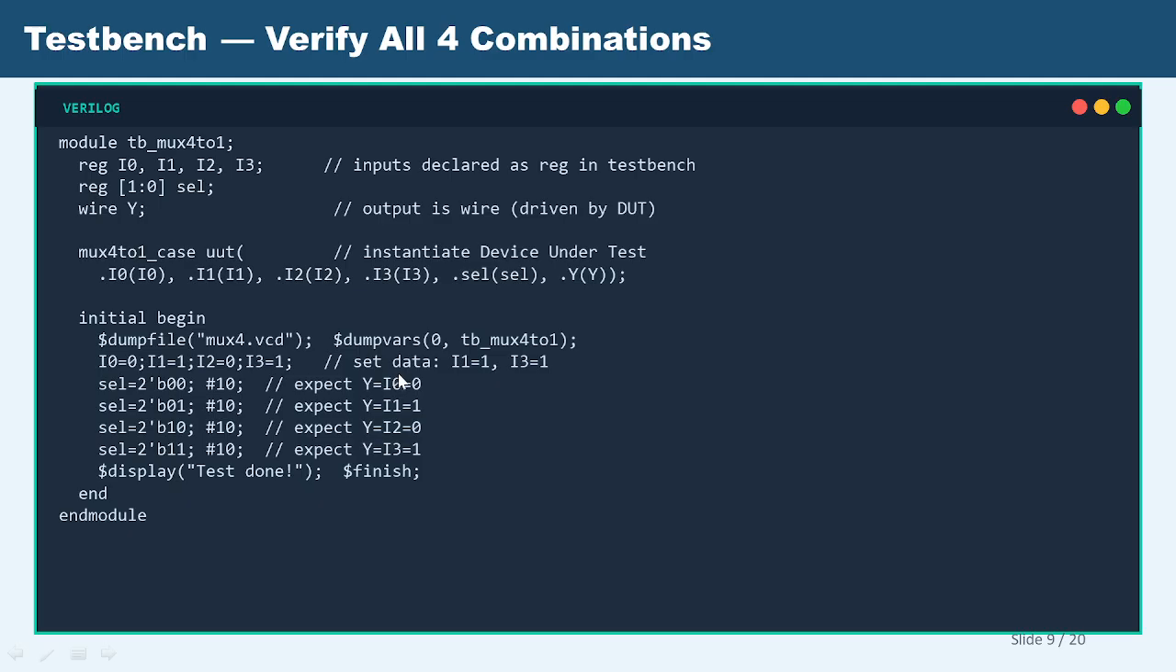You can think that if our input for the select line is 2-bit 0 0, then our output is 0 0, meaning I0. You can think like that. Just for that purpose, you are going to set some values for the 4 to 1 mux. And display means test done.